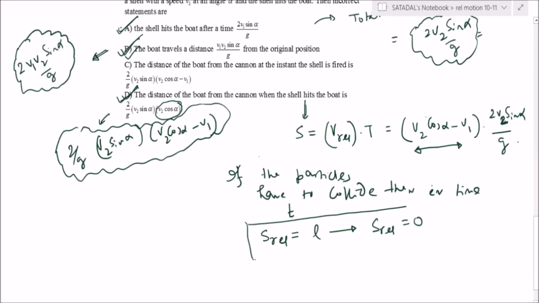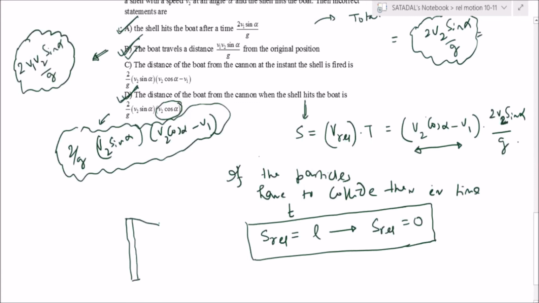So whatever the relative separation that is there between the particles, it will come down to 0. Is it okay now? Just one more example I will give so that it becomes perfectly clear for you.